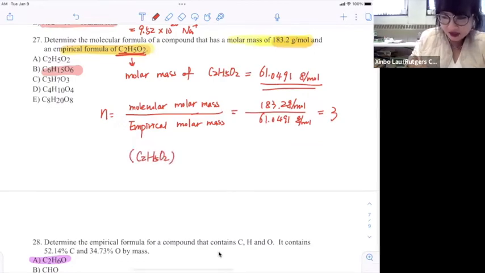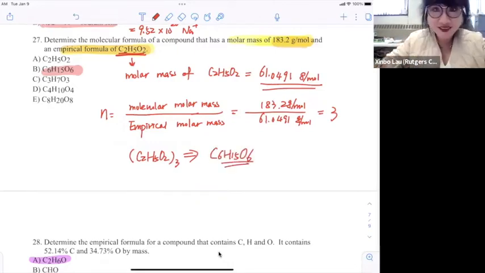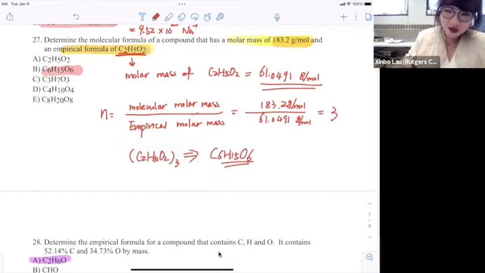Right? Okay, so what will the formula be? That'll be C6H15O6. Okay, so that's how you solve this question. Now let's look at question 28.